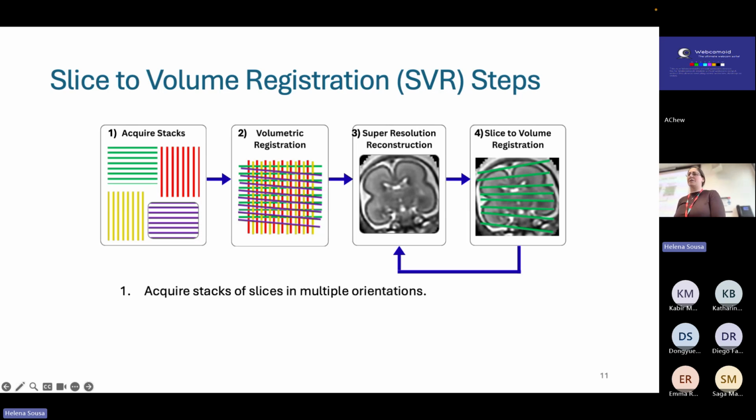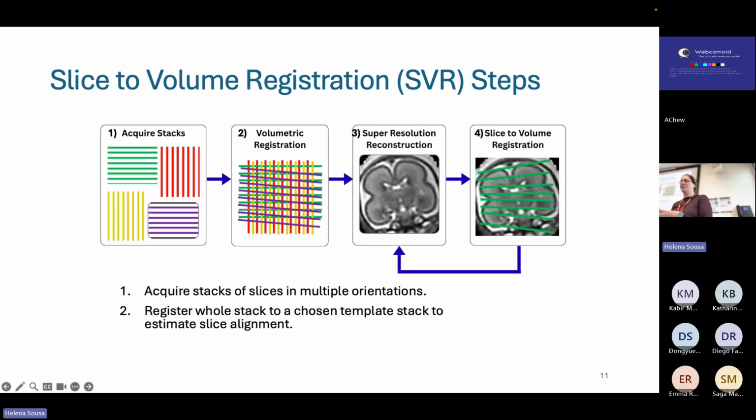But the way we get to this point is there's a few steps. We begin by acquiring our stacks in multiple different orientations. We then register the whole stack to a chosen template stack to estimate the initial alignment of all of those slices and see how those stacks fit together.